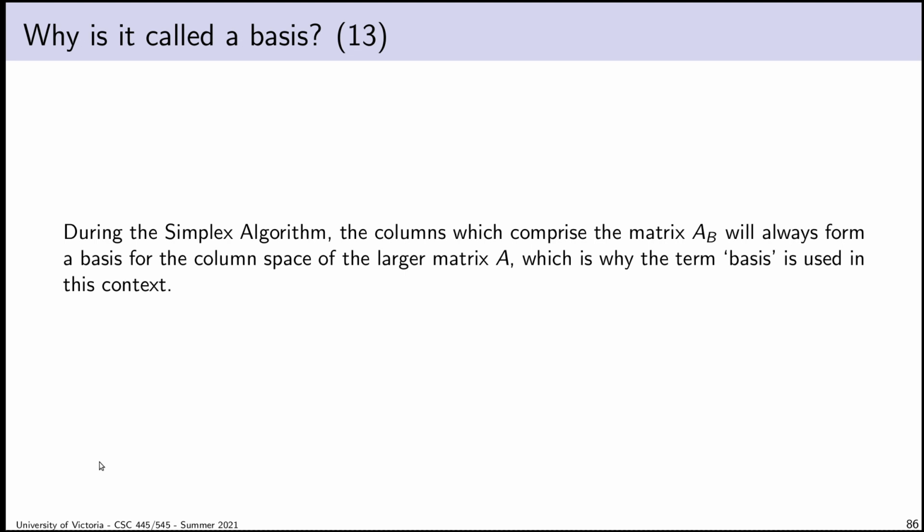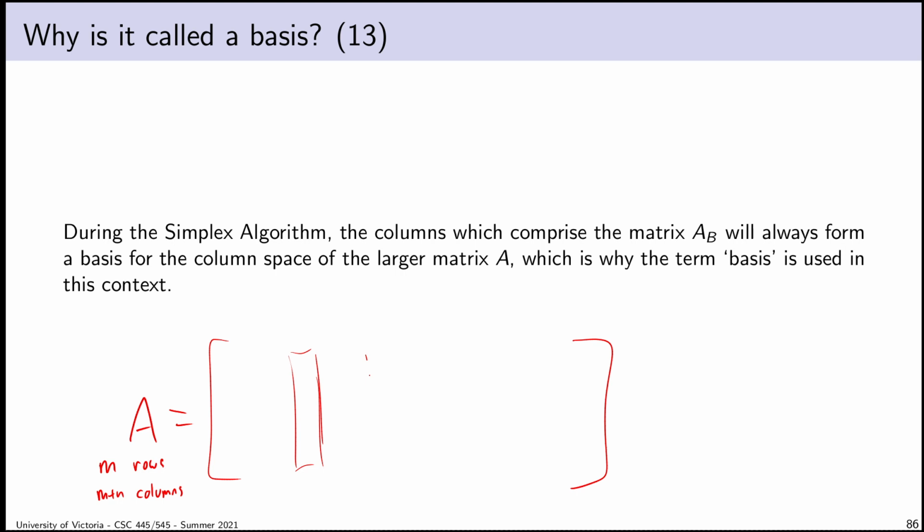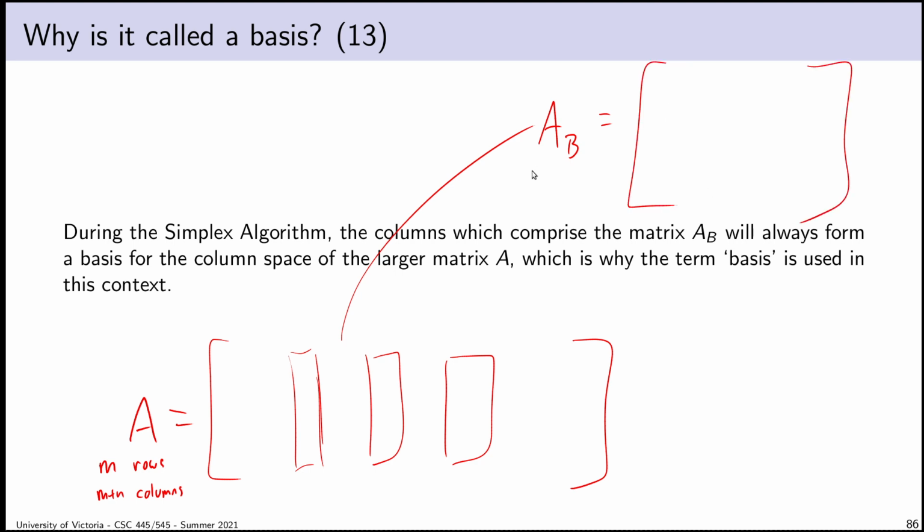Now, we should also talk a bit philosophically about this word that I keep using. So what have I been doing all along? Well, I had this big matrix A. So A was this, in equational form, this large matrix that has m rows and m plus n columns. And I yank out some selection of columns from this, and I end up with this matrix AB, which is square. And it will have m rows and m columns.